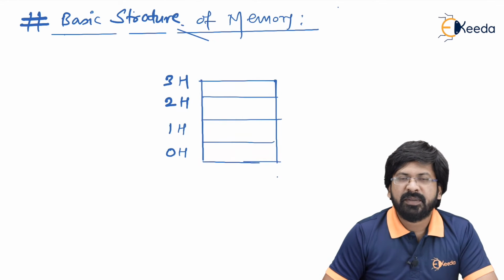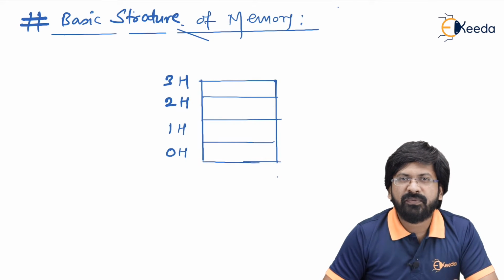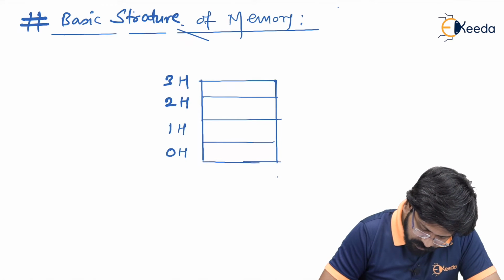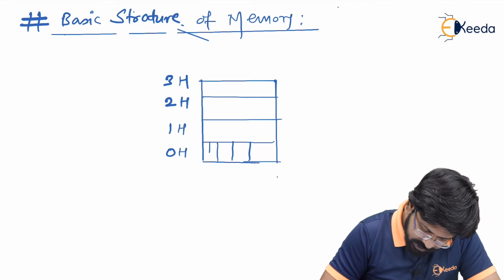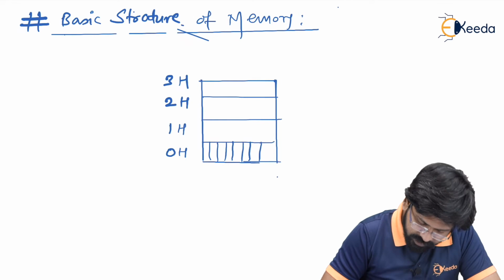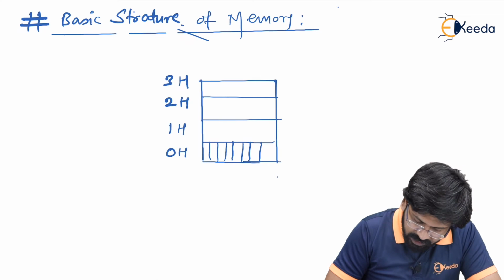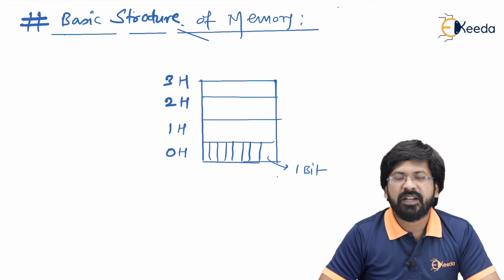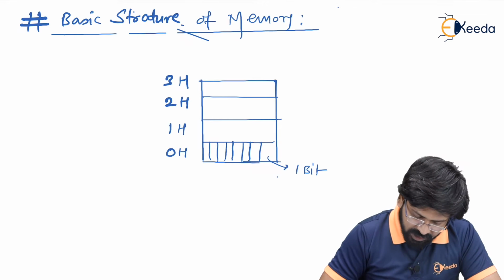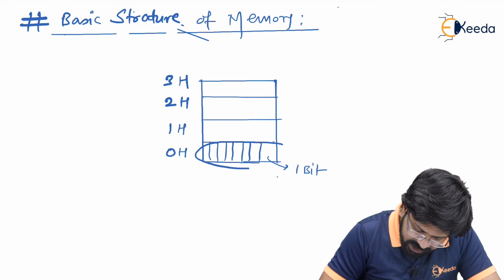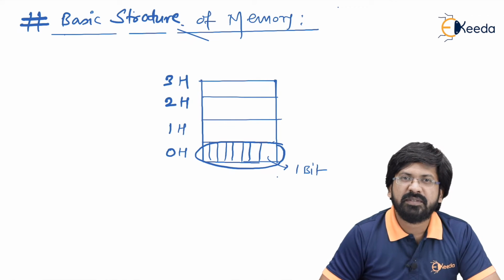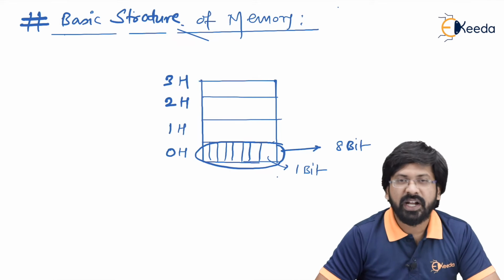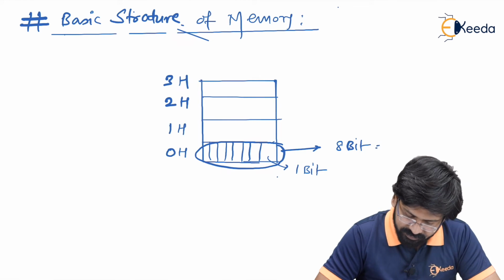So if we say it's a building and every building has got number of floors, every floor will have number of rooms inside it. Now within every room there is a space of, let's say, 1 bit, where 1 bit can be logic 1 or logic 0. So overall speaking, the size of this floor or size of this memory location is always 8 bit, and we know that 8 bit stands for 1 byte.